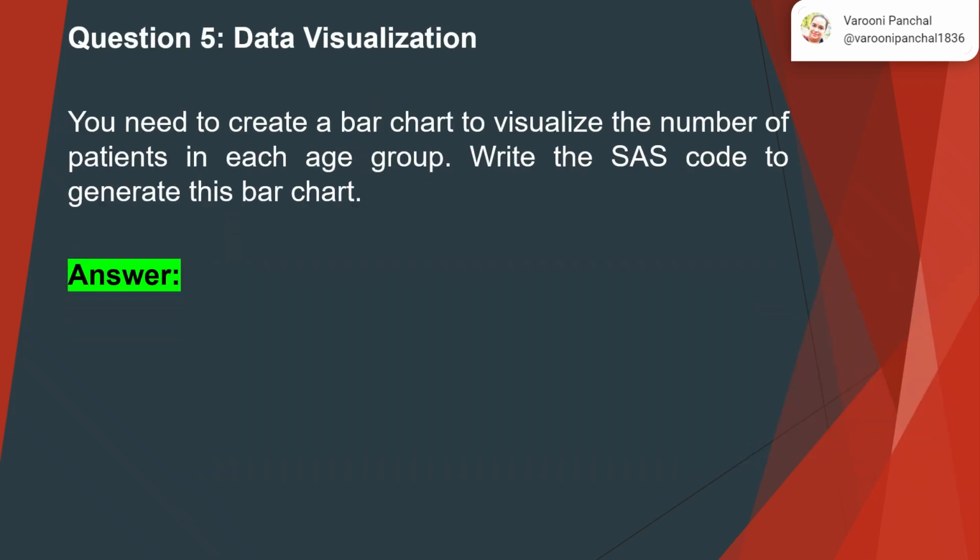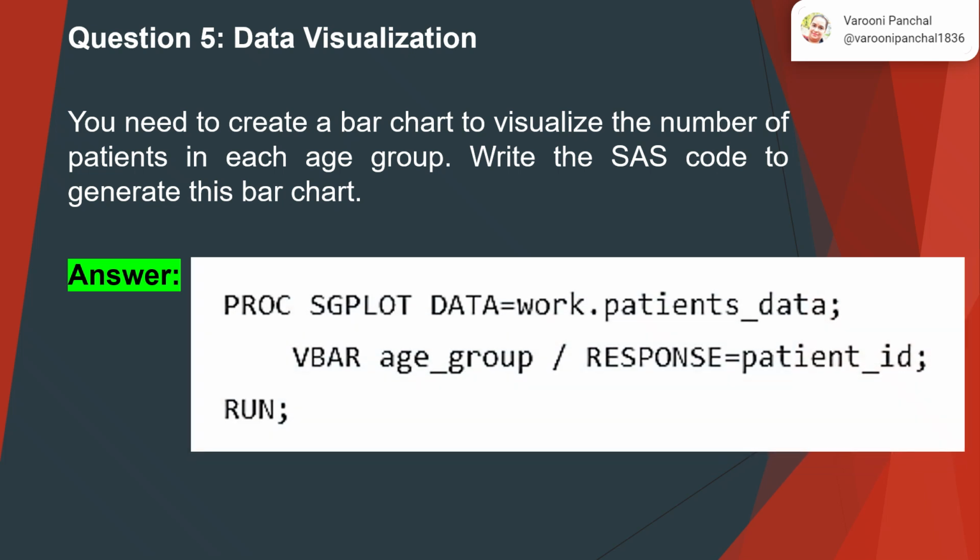Question 5. Data visualization. You need to create a bar chart to visualize the number of patients in each age group. Write the SAS code to generate this bar chart. So here we'll consider PROC SGPLOT. We'll input the dataset as patients_data. Since we need the bar chart, that is the vertical bar, we'll use VBAR.